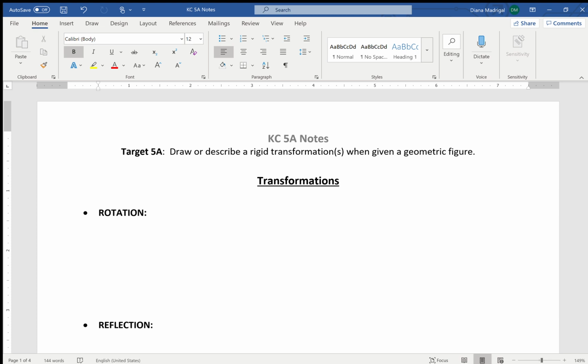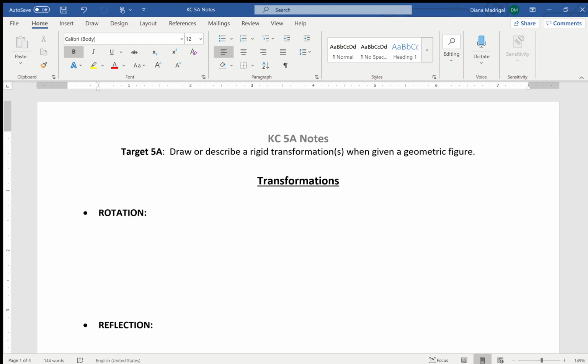All right, and welcome to your KC5, your new unit. We're moving on to Unit 5 with this, which is geometry. So we're going to be talking about shapes and a new vocabulary and the math concept behind it.